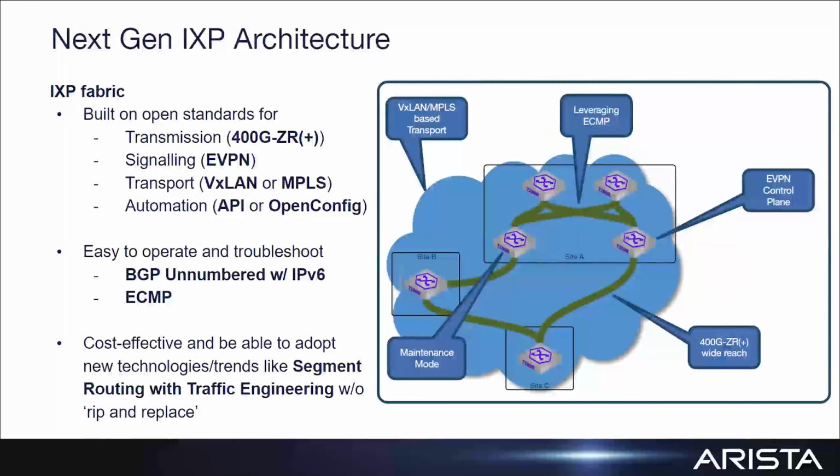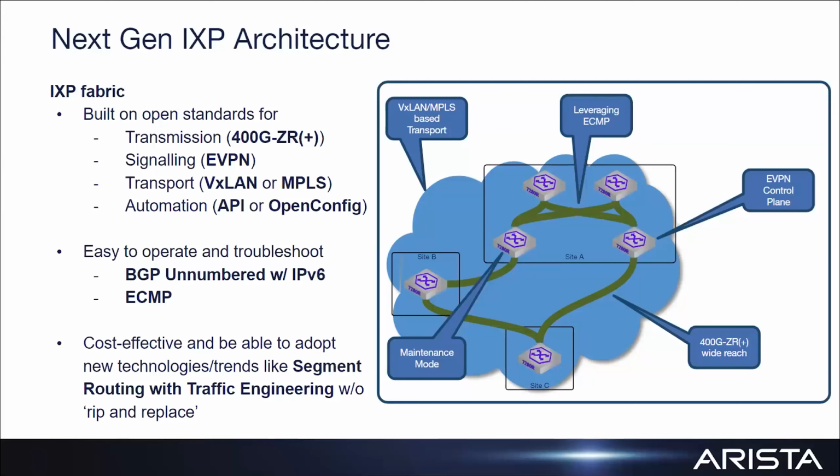So how could a next-gen IXP fabric look like? Well, first of all, it should be built on open standards. Usually IXP fabrics were always supposed to be completely replaced once there was an upgrade, once there was a new technology out there. This is supposed to be changed, make it more reliable, more future-proof. So therefore, we're only using open standards here, like moving towards inside of the metro to transmission of 400 gig ZR, for example, instead of proprietary DWDM solutions.